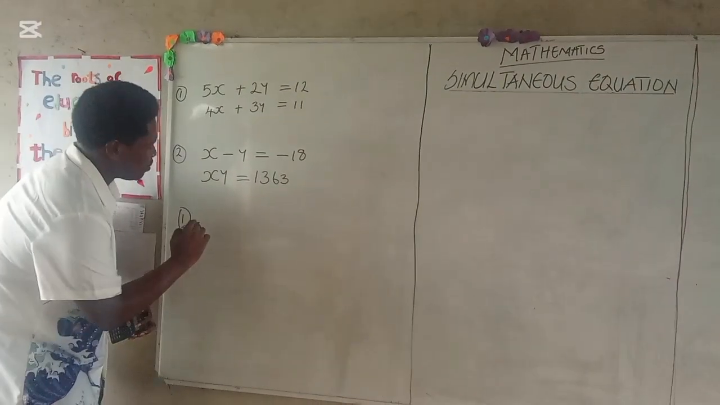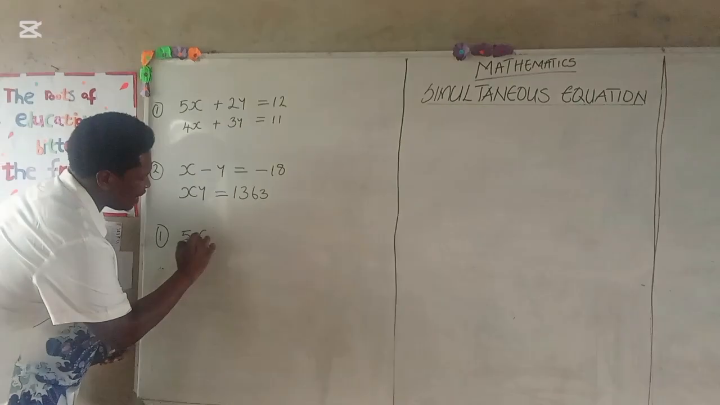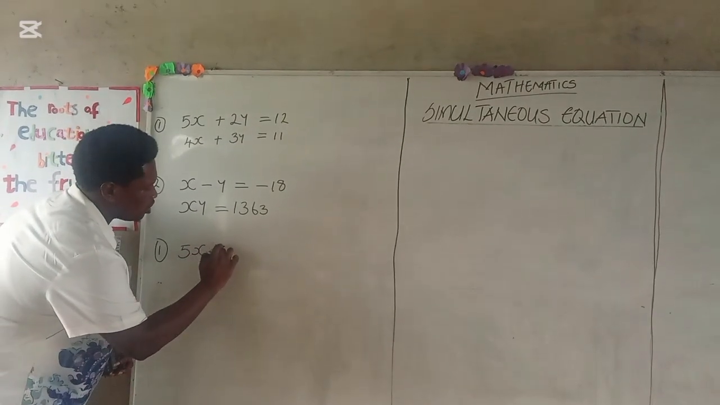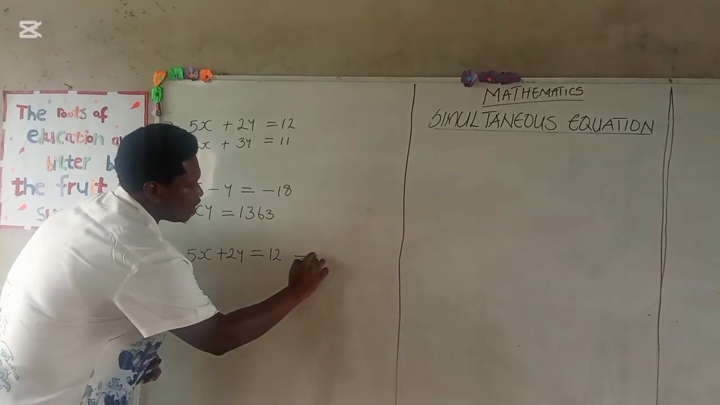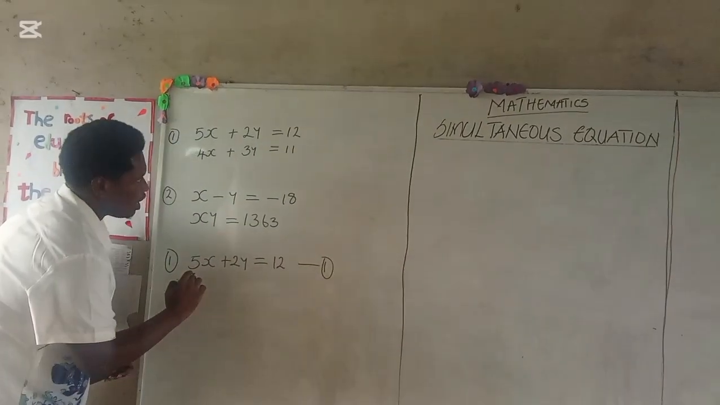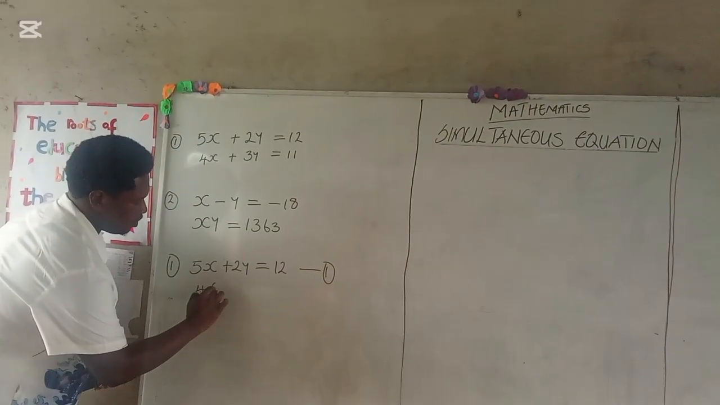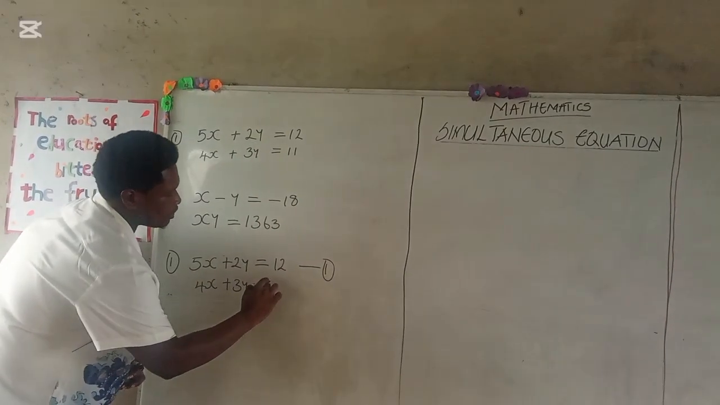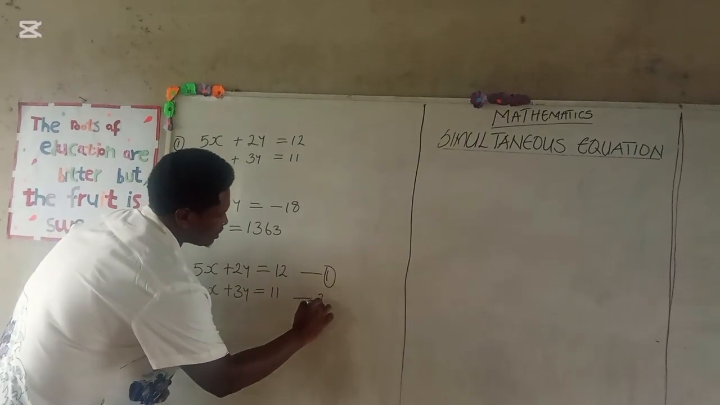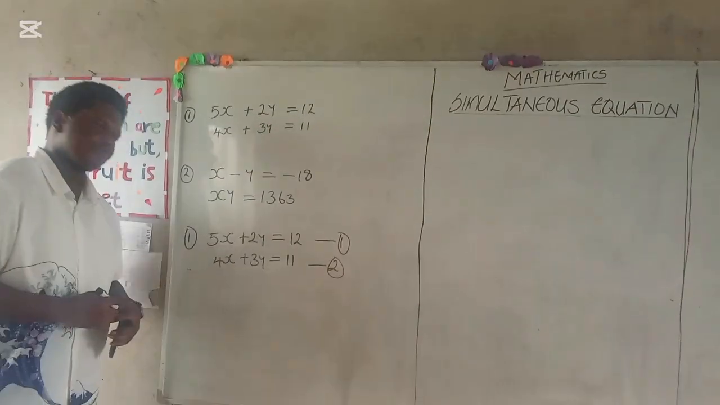We have 5x plus 2y equal 12. This is the first equation. And we have 4x plus 3y equal 11, and this is the second equation.